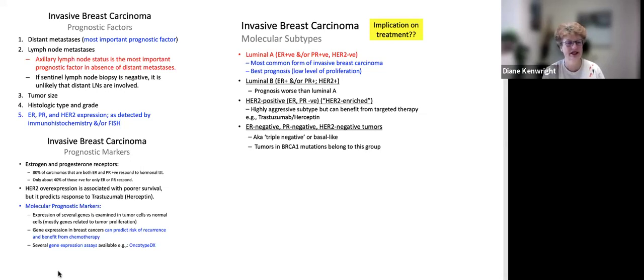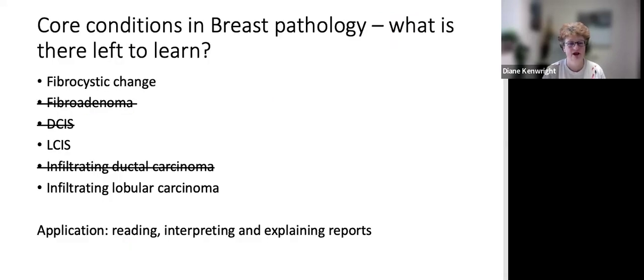Okay, so this is previous knowledge, so we're going to now move on from there. All right, so we have learned quite a lot about this, the knowledge of breast cancer. Some important things that you haven't really covered are fibrocystic change, LCIS, and then we will move on to the application of this knowledge.